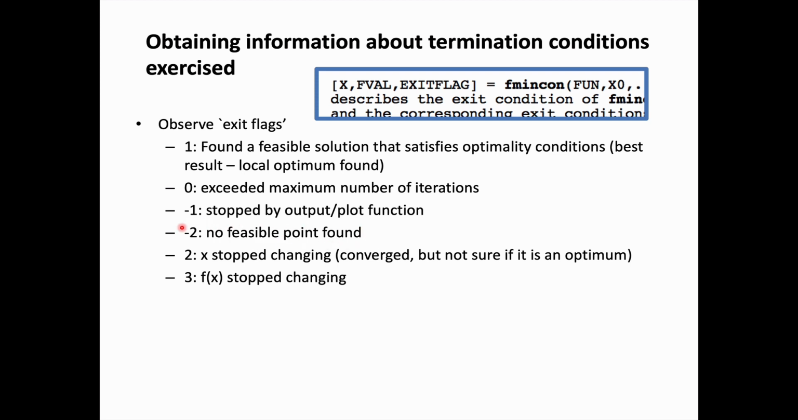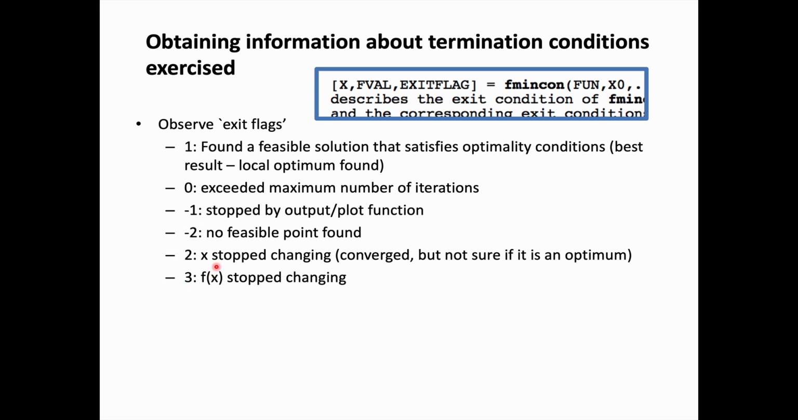-2, that's not a nice thing to see. This is where maybe your starting point was not feasible and you plug it in, and sometimes fmin_con can search and successfully find a feasible point, even if your starting point is infeasible. But if it can't, then it'll stop, and this is what the exit flag is going to be.